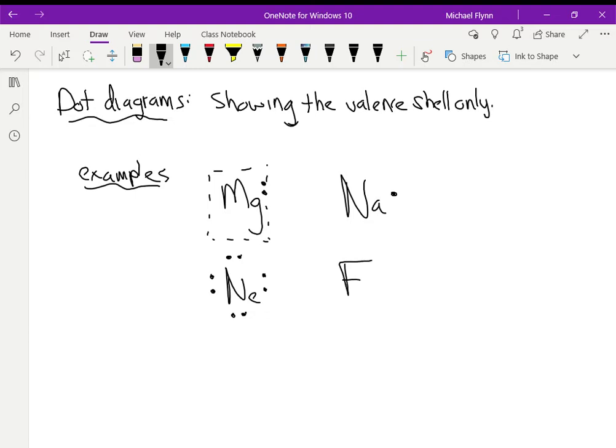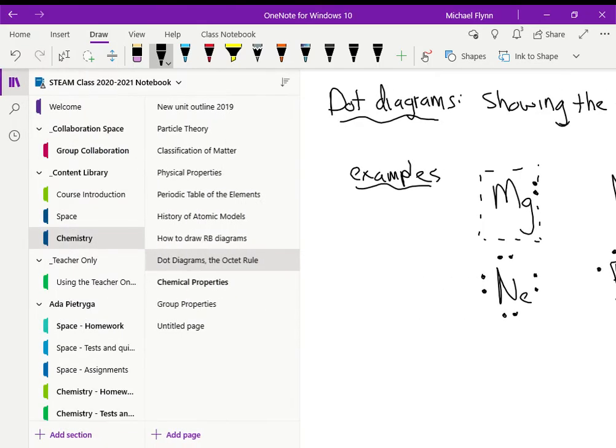Fluorine has 7 valence electrons. So 1, 2, 3, 4, 5, 6, and then 7, like that. Okay, notice how they're paired up. So if you look at the periodic table again, let's just go back to that.